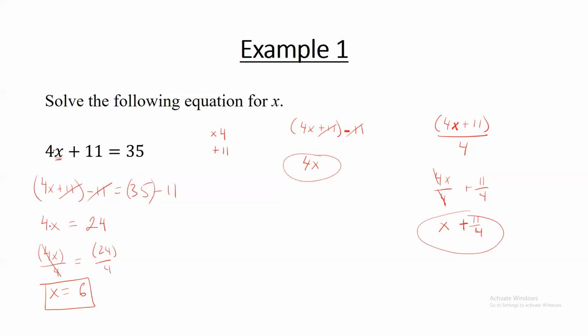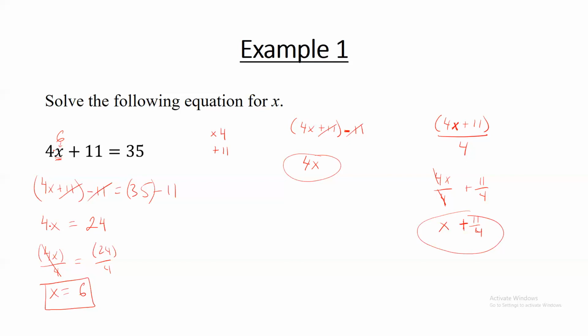Just like in the previous problems, notice it's not terribly difficult to plug 6 in for x and see that 4 times 6 is 24. And when we add 11, we get 35. So 6 does happen to be the solution. So just to recap, if you have a choice to try to undo addition or subtraction, or to undo the multiplication or division, the rule of thumb is try to undo the addition or subtraction. It is almost always easier.